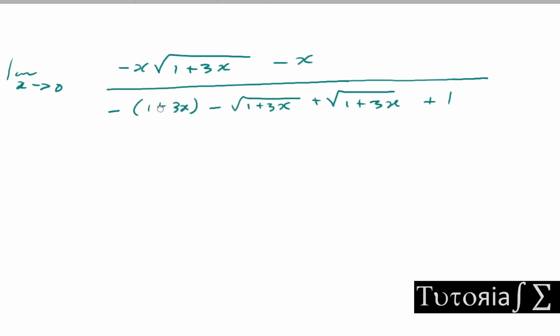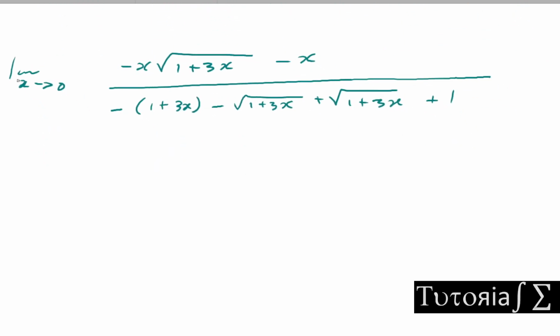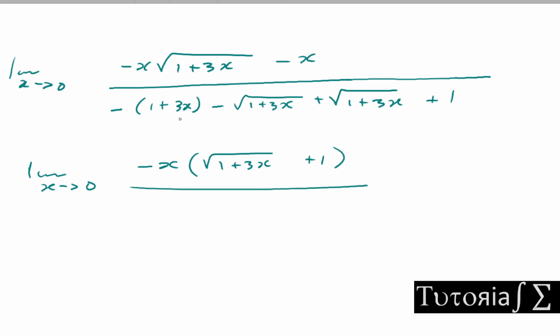Okay, so here what we do is we simplify further. So we say this will be limit as x approaches 0. On top, we can factor out the negative x. So we factor out negative x. What we remain with is the root of 1 plus 3x plus 1. Okay, and at the bottom, we see that this and that will cancel out. They are polar opposites of each other. So what will remain with, we can distribute the negative here. So we have negative 1, negative 3x plus 1.